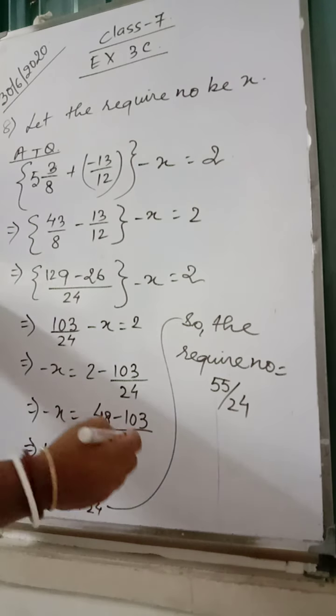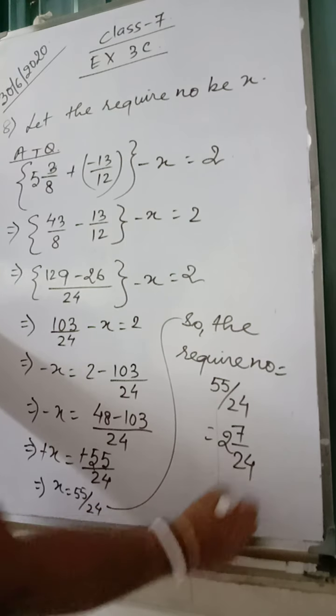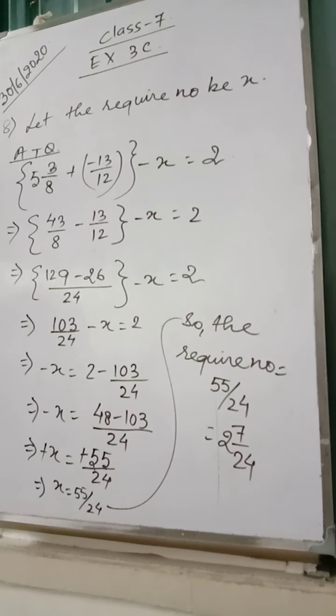You can convert it into a mixed fraction. Then we have question number 9. Here it says Pankaj walked from his home 3 4/5 kilometers to the east. Then he walked towards west 1 3/10 kilometers. How far is he from his home now?